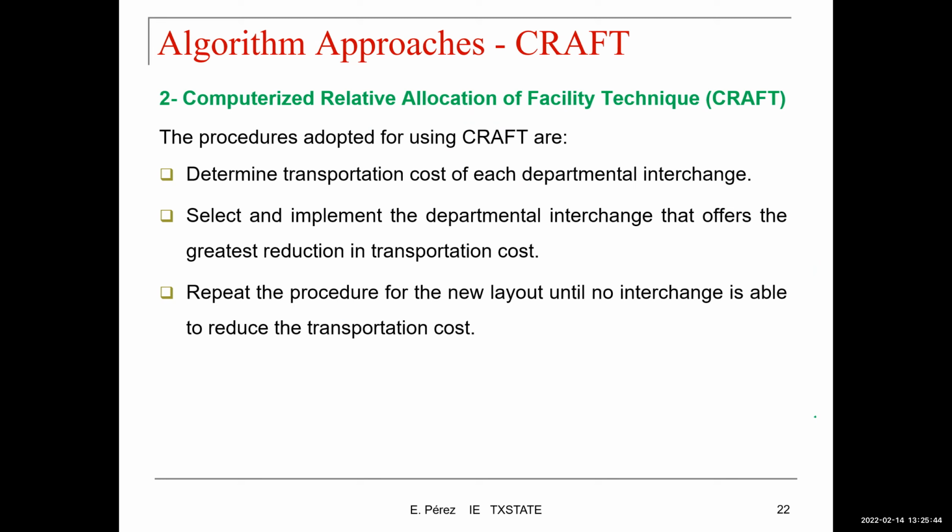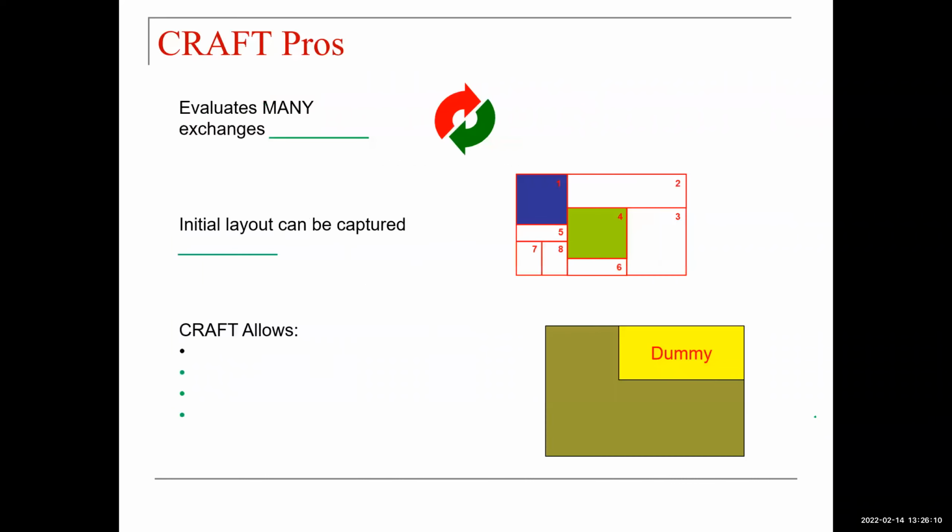For CRAFT, the procedure adopted is: determine the transportation cost of each departmental interchange, select and implement the departmental interchange that offers the greatest reduction in transportation costs, and repeat the procedure for the new layout until no interchange is able to reduce transportation costs for your layout. These are the 3 major steps, which is what we did.